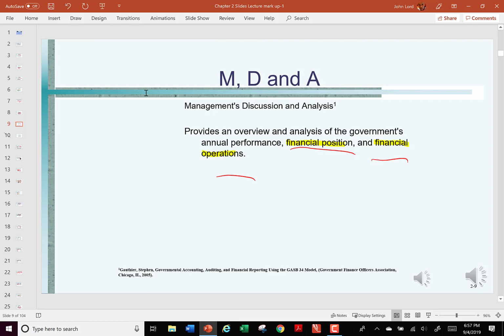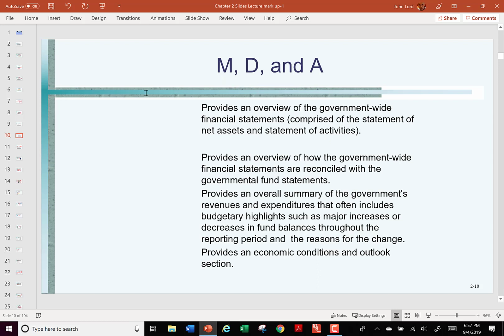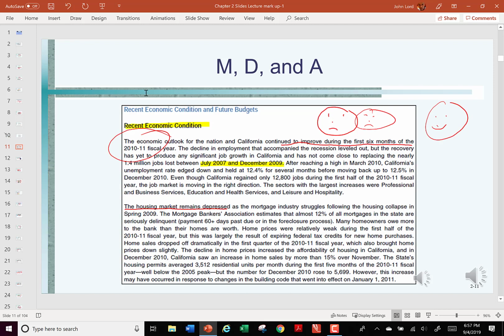But let's look at the MD&A, and we will do what? Talk about our financial position, talk about our financial operations, both what? Our balance sheet and our income statement. Now, we'll provide an overview of the government-wide statements. We'll provide an overall summary of the government's revenues, expenditures. That was the type of stuff that we saw in that MD&A, right? Okay. We will have an economic conditions and outlook section.